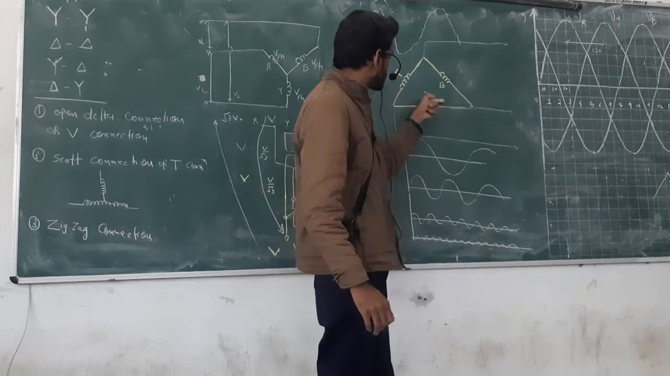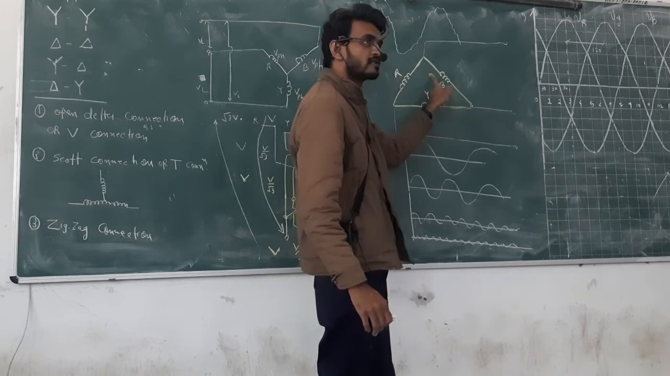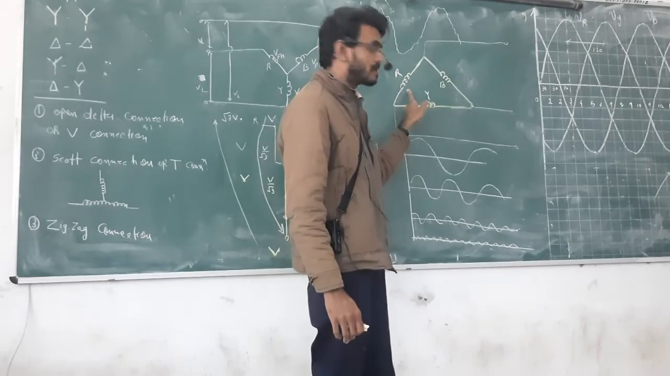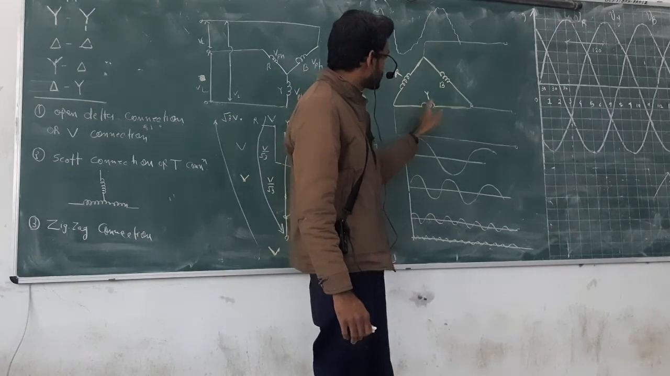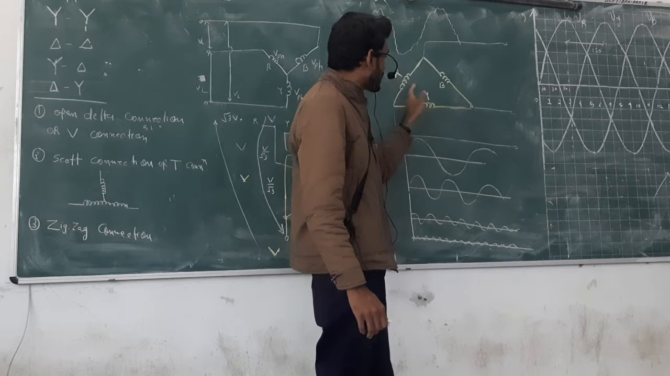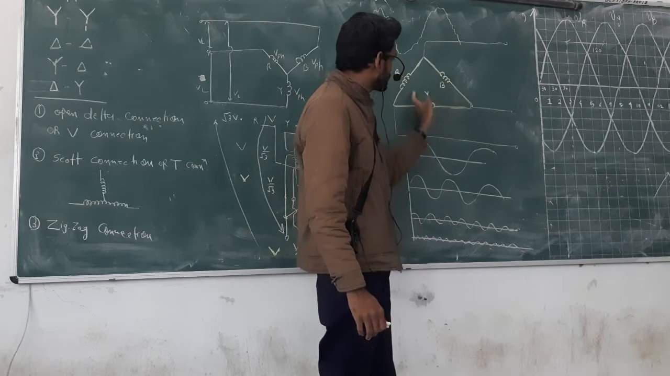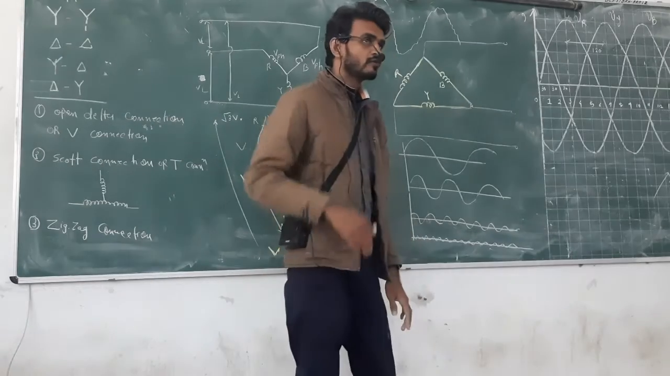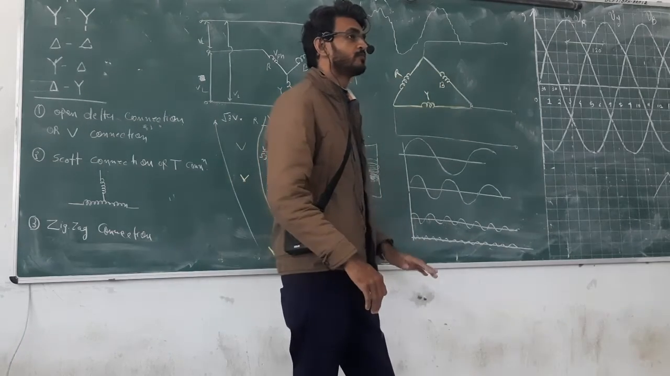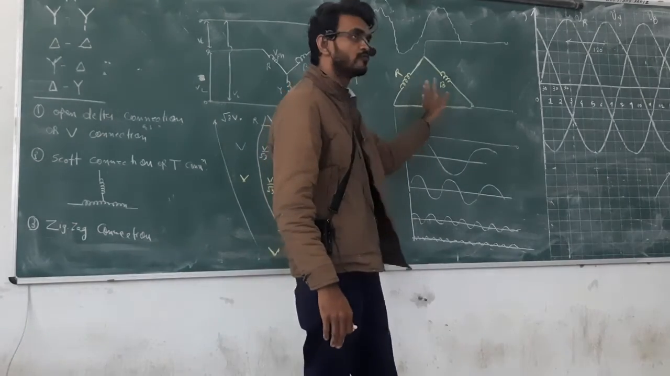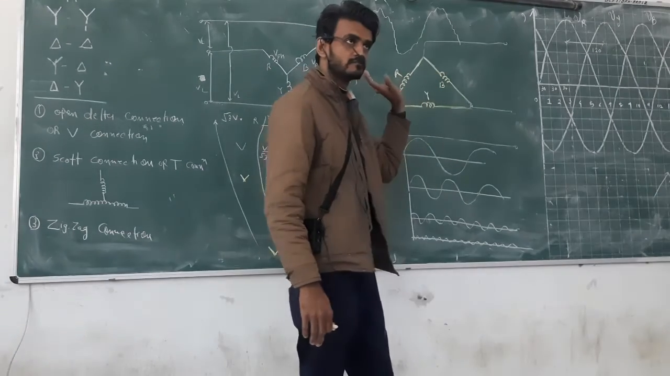So each will give current in this direction, and the third harmonic will circulate here. The higher the third harmonic, the higher the current, and it will circulate in the delta winding. So in some practical systems where you want to avoid the third harmonic, you have to put a delta on the secondary side.